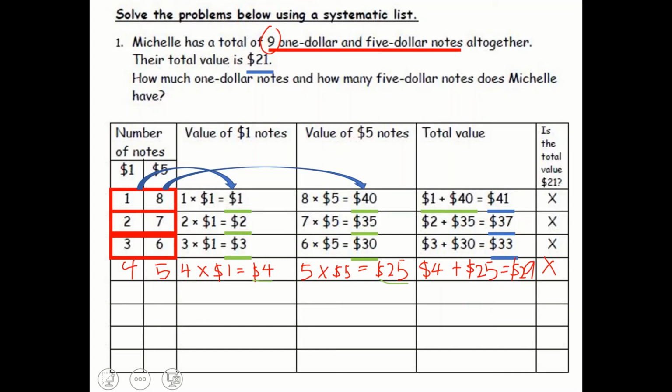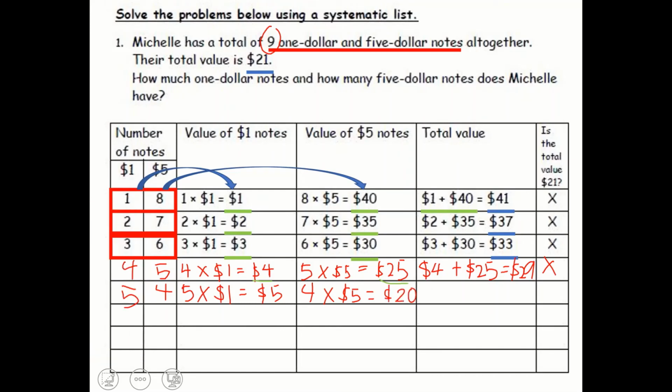If you want, you can just move forward and try the question yourself. I'll just continue. We'll try 4 $5 notes this time, and since the total number of $1 and $5 notes must be 9, this will give us 5 $1 notes. Let's do the same step and continue. 5 times $1 will give us $5. And since there are 4 $5 notes, 4 times 5 will give us $20.